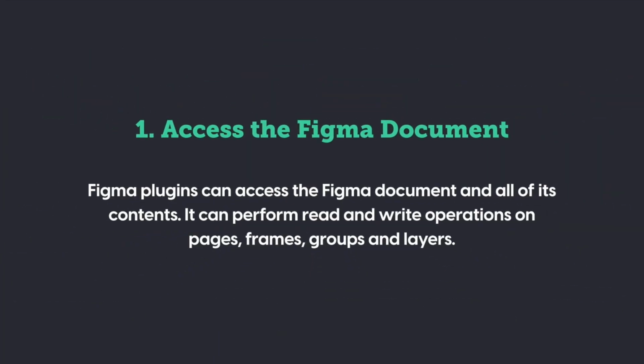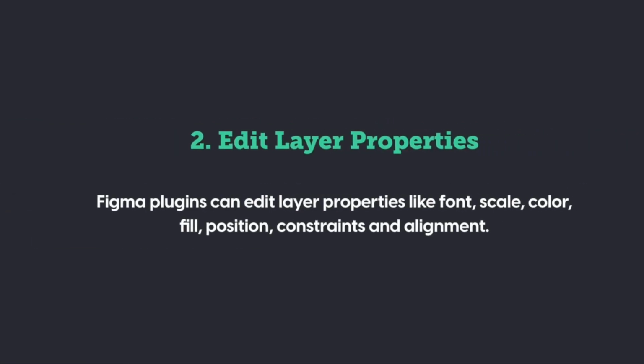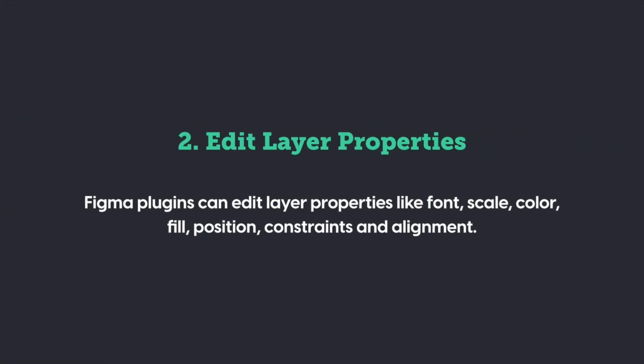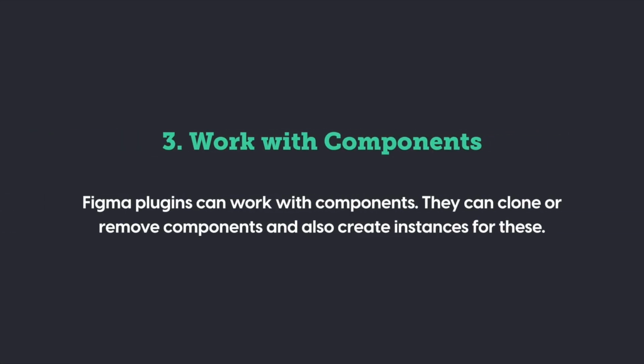All right, number one, Figma plugins can access the Figma document and all of its contents. They can perform read and write operations on pages, frames, groups, and layers. Number two, Figma plugins can edit layer properties like font, scale, color, fill, position, constraints, and alignment. Finally, number three, Figma plugins can work with components. They can clone or remove components and also create instances for these. Pretty simple, right? You can do a lot with Figma plugins, and that's one of the reasons they are so powerful. Now, let's take a look at the things that Figma plugins cannot do.